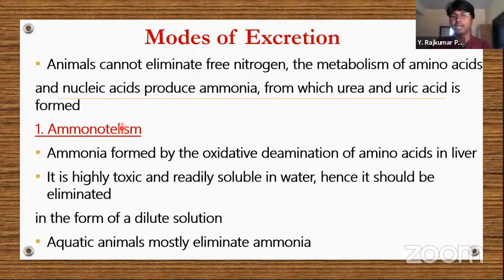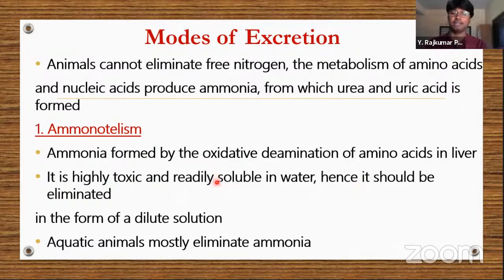Here is the ammonia formed by oxidative deamination of amino acids in the liver. Amino acids are the building blocks of proteins, isn't it? So oxidative deamination is the biochemical process by which ammonia is produced, and this process takes place in the liver. Ammonia is very highly toxic and readily soluble in water. Hence, it should be eliminated.